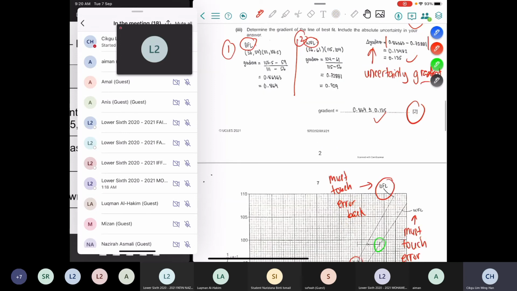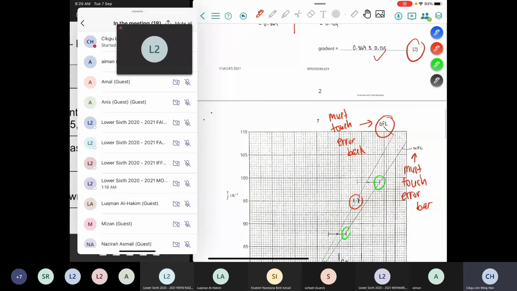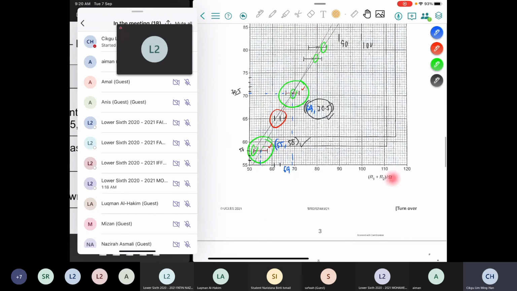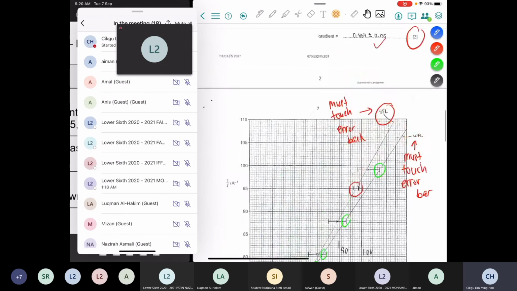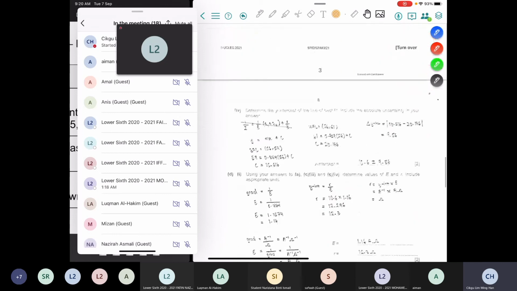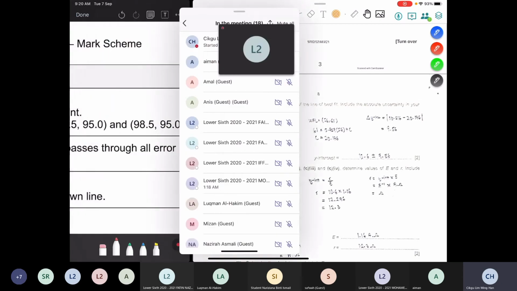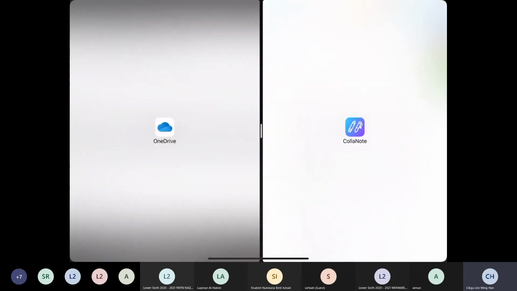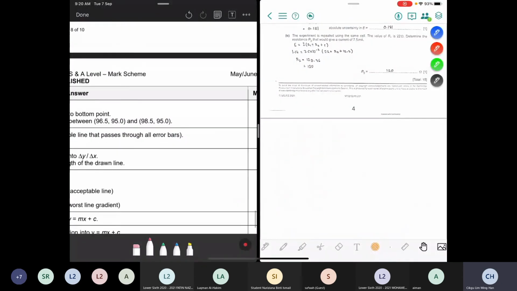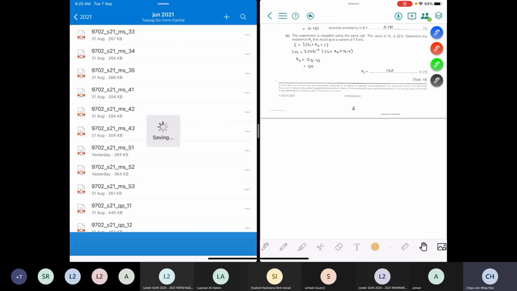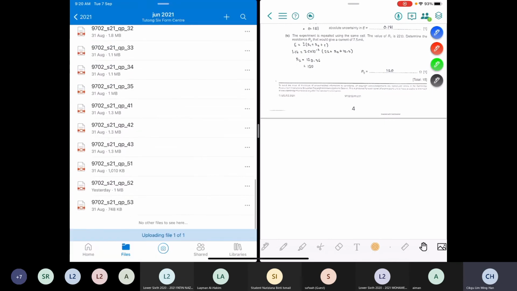2 marks. Oh, by the way, always check the power of 10. So this one, there is no power of 10, no need to worry. This one also, there is no power of 10, meaning that the value is the exact value here. So no worry. Next, we have the y-intercept. Oh, it's not so clear. Let me show you the picture on the other side, so you can see clearly.